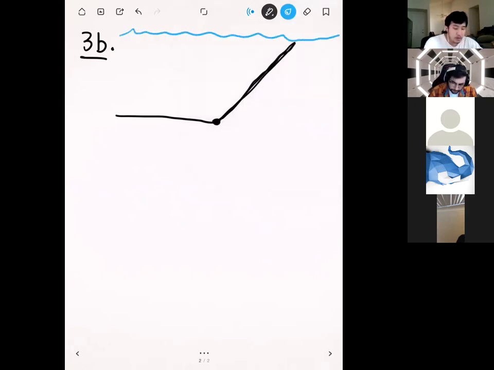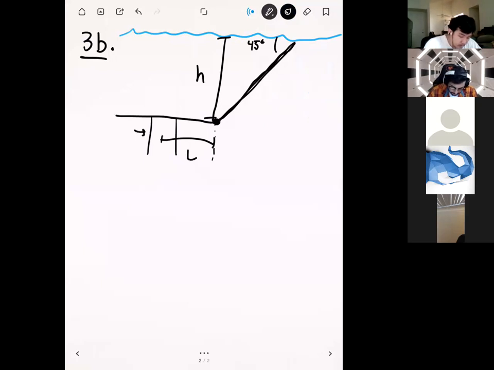So here we have the water, and then this angle right here is 45 degrees. And what I'm asking you to solve for is the height, h, that you need in order to hold this gate in equilibrium. The other piece of information that you need is the fact that there is a pipe. It has some diameter. And then there's a length L that goes from the middle of the pipe to the hinge.